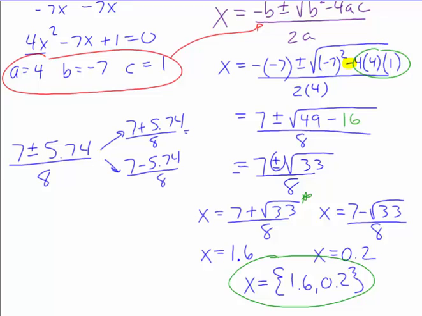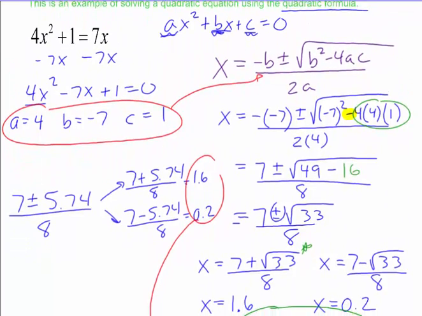You would still put in your calculator the top first, 7 plus 5.74. Try it out, but make sure you hit equals or enter, and then divide that by 8. You still get 1.6. Now 7 minus 5.74. Hit enter or equals, divide that by 8, and you get 0.2. So those are the same solutions, but whatever you feel more comfortable with. But these two are the solutions to our quadratic equation up at the top using the quadratic formula.